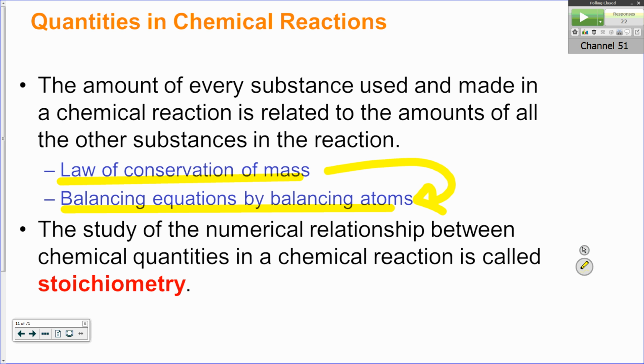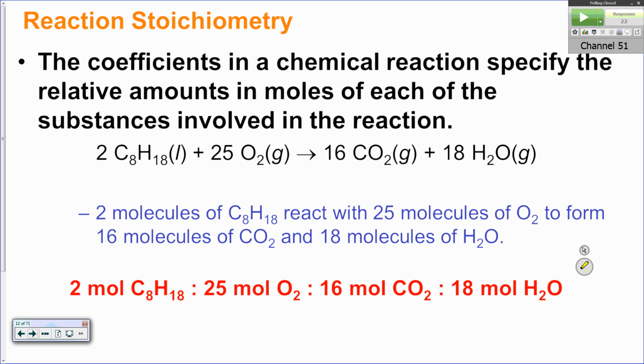So the study of the numerical relationships between the species that are consumed and produced in a chemical reaction, the term for that is stoichiometry. So we have to learn how to use stoichiometry when we look at a reaction. So now what we can look at are these numbers that we put in front as coefficients in front of the different reactants and products to balance our equation. Those represent the relative number of moles that are being consumed and produced for that particular reaction.